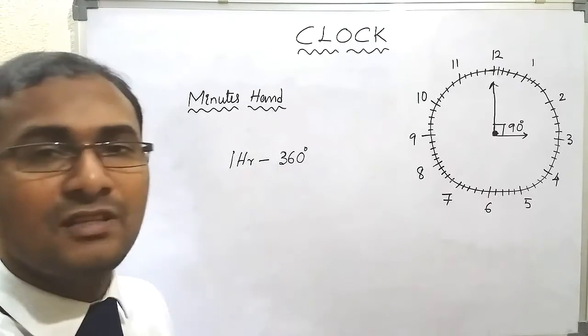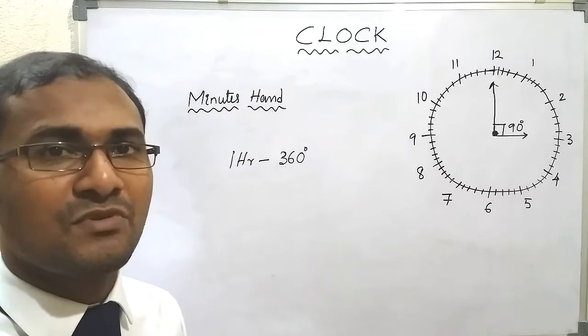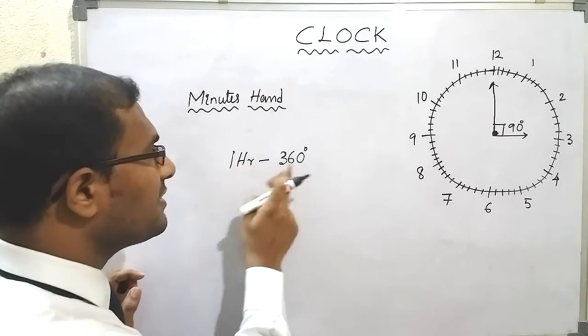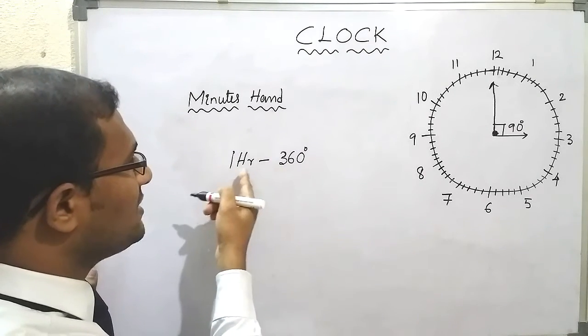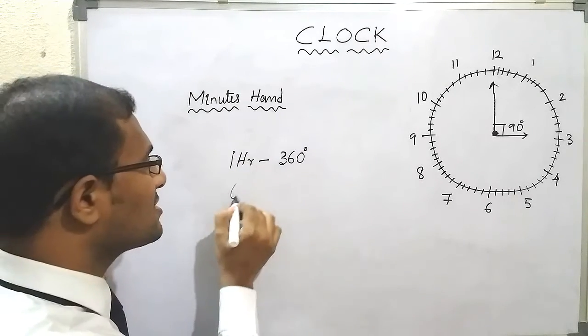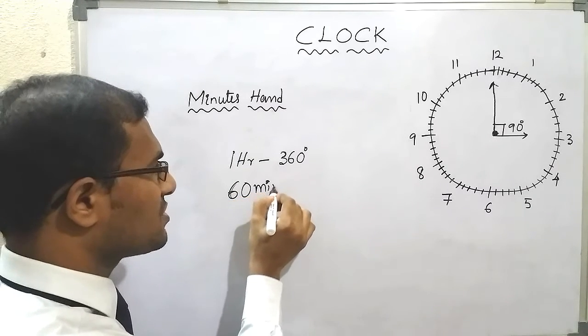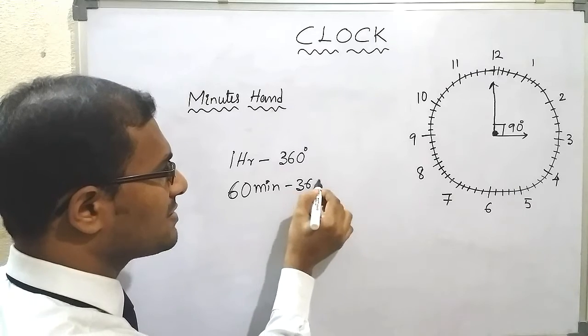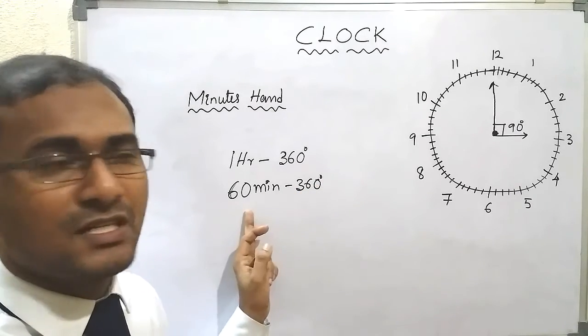So for every 1 hour, the minutes hand covers 360 degrees to come to the same position. So for 1 hour, the minutes hand covers 360 degrees. The 1 hour can be written as 60 minutes. So the same minutes hand covers 360 degrees in 60 minutes.